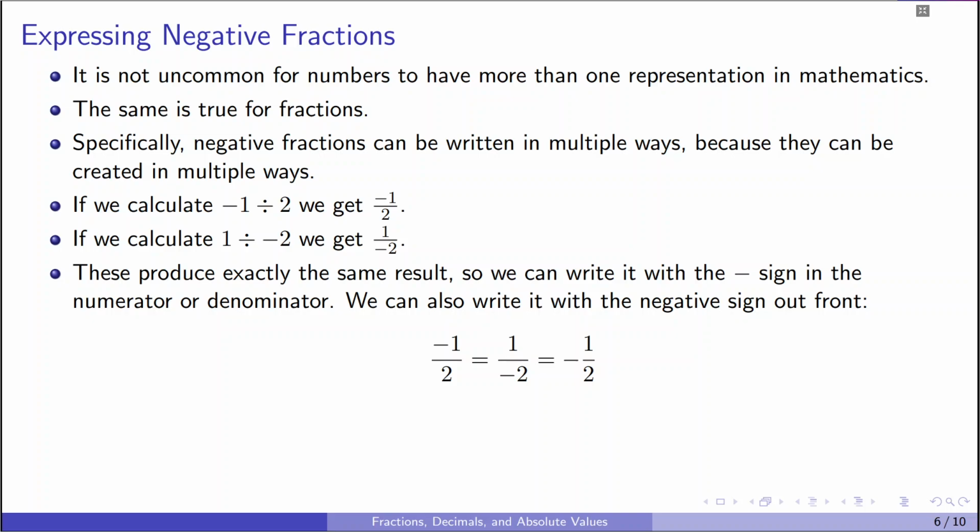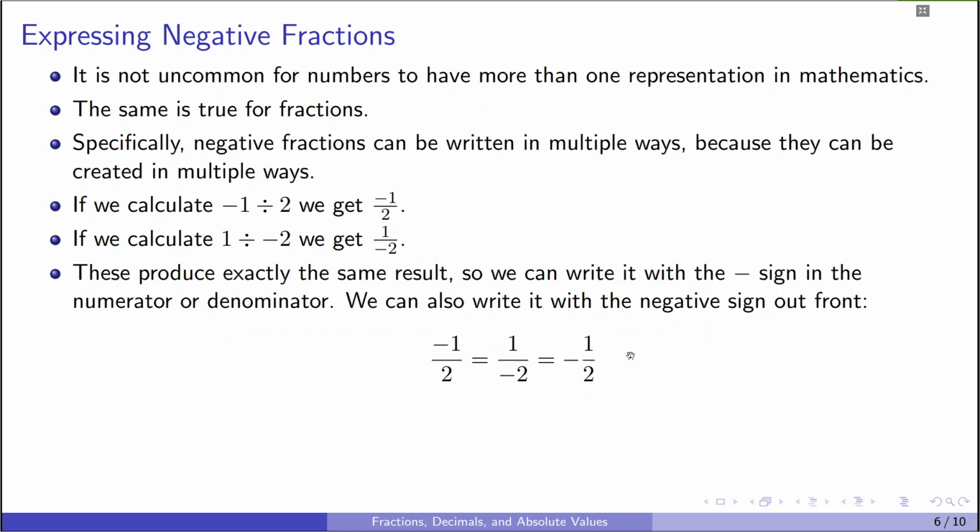These produce exactly the same result. We can write it with the minus sign in the numerator or the denominator, or we can also just write it with the negative sign out front because it's still a negative fraction overall. I prefer this third and final form here with that negative sign out front for purely aesthetic reasons. In mathematical terms, all are correct. This third one is the more common convention.